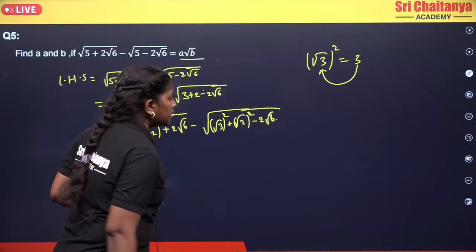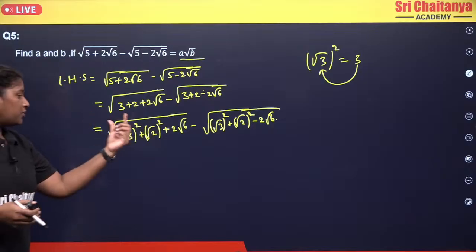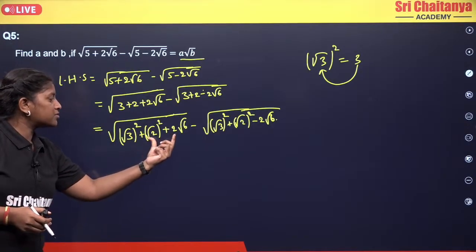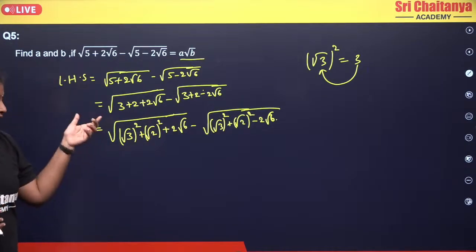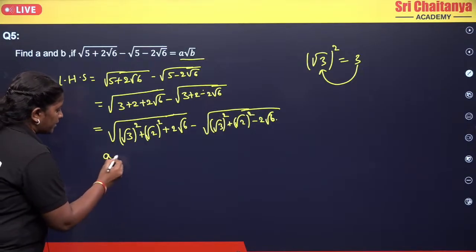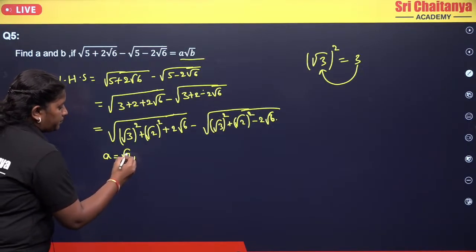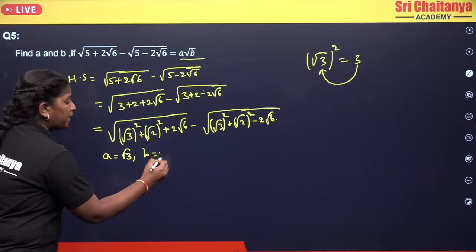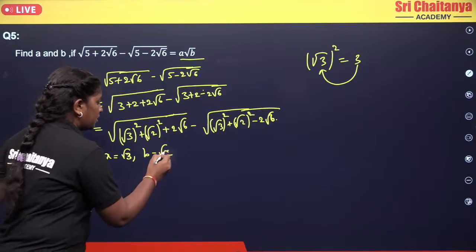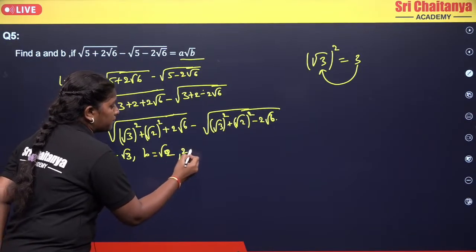Now if you observe clearly, what is the identity we can get from root 3 whole square plus root 2 whole square plus 2 root 6? Here our a value will be root 3 and b value will be root 2. Okay. Now what will our 2ab value become?